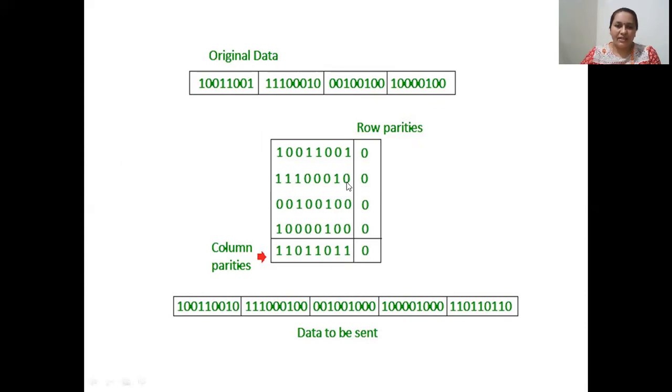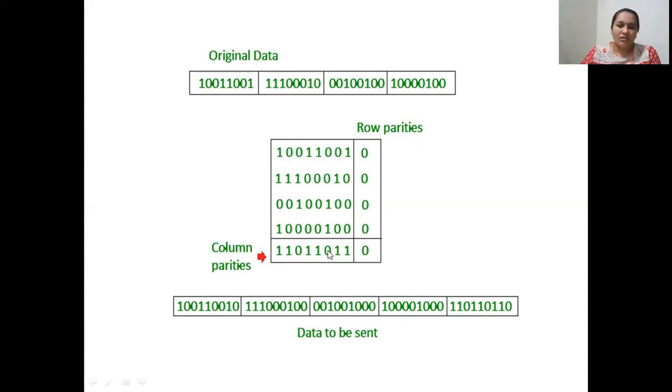Even in the second data unit, there are 4 ones, so the row parity is 0. The third row, 2 ones, so parity bit 0. The fourth row, 2 ones, again the parity bit in the row is 0. Similarly, even for the columns, the parity bit is computed. So in the first column, there are 3 ones. In order to make even parity, the column parity bit becomes 1. The second column has 1, 1, so the parity bit is 1. The third column has 2 ones, so parity bit is 0. The fourth column, parity bit 1.